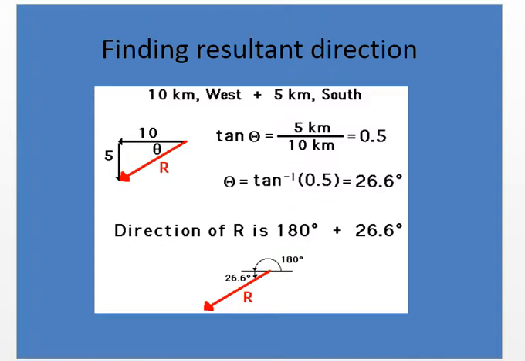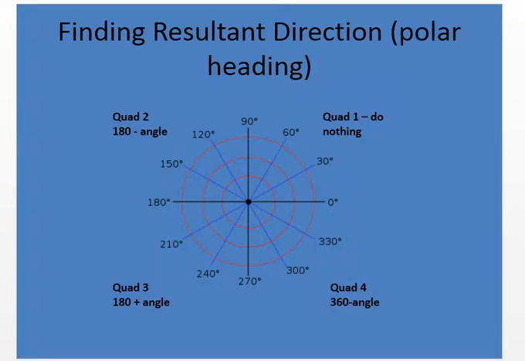So how do I know if that's the polar heading? Remember that polar headings are always measured relative to the east axis. So if I want to give the polar direction of a 30-degree angle, I have to start at 0 degrees and go to 30 degrees. That's always in the first quadrant.